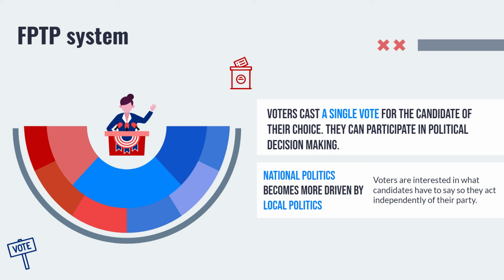Voters cast a single vote for a candidate of their choice. They can participate in political decision-making. Voting is a democratic and easy way for people to engage in politics. National politics becomes more driven by local politics. Unlike proportional representation, voters are interested in what candidates have to say, so they act independently of their party.